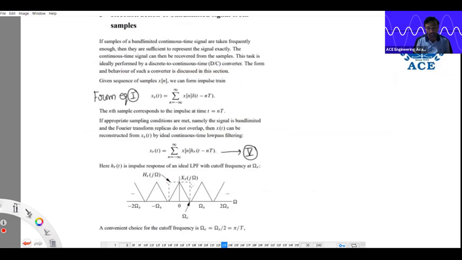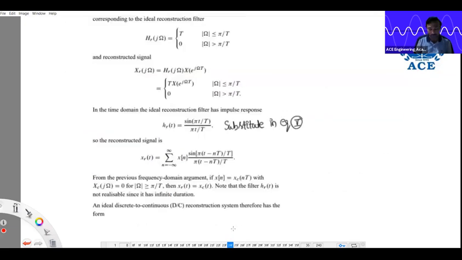We used an ideal low pass filter, then we observed whether a practical filter is needed for signal reconstruction. So what is the reconstructed signal relation? Sigma x of n into h_r of t minus nT. What does the reconstruction relation mean? It is sin(pi t/T) by (pi t/T).